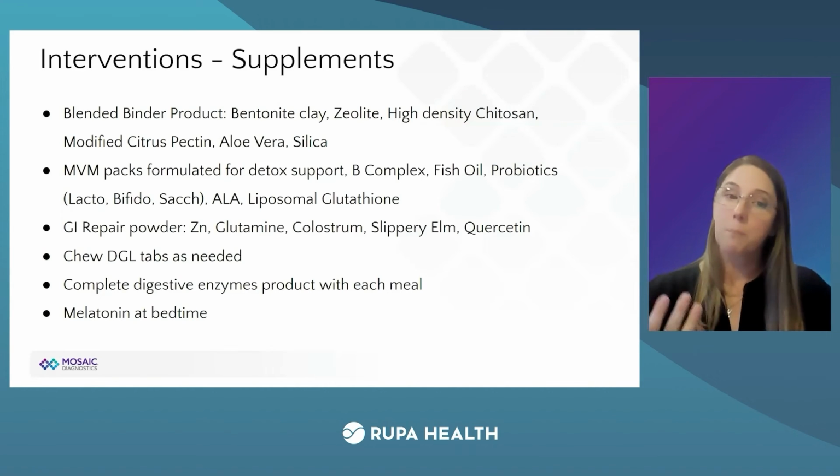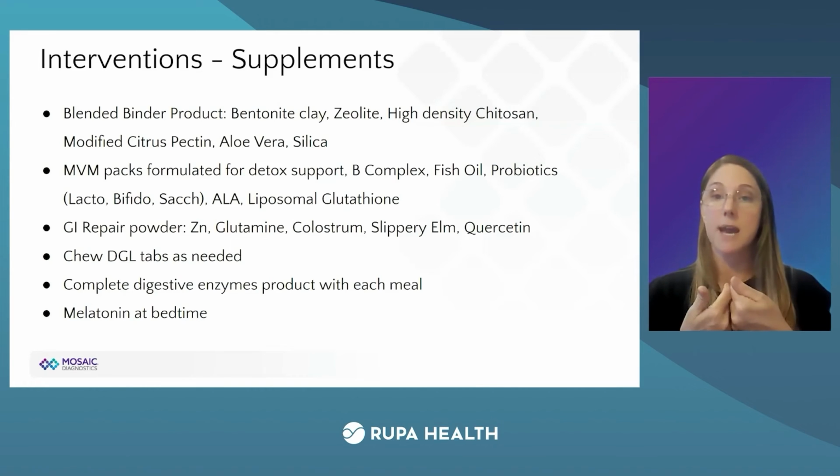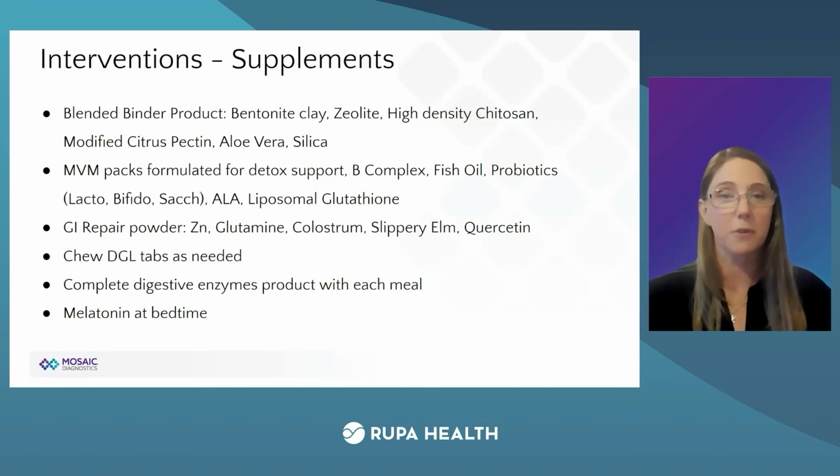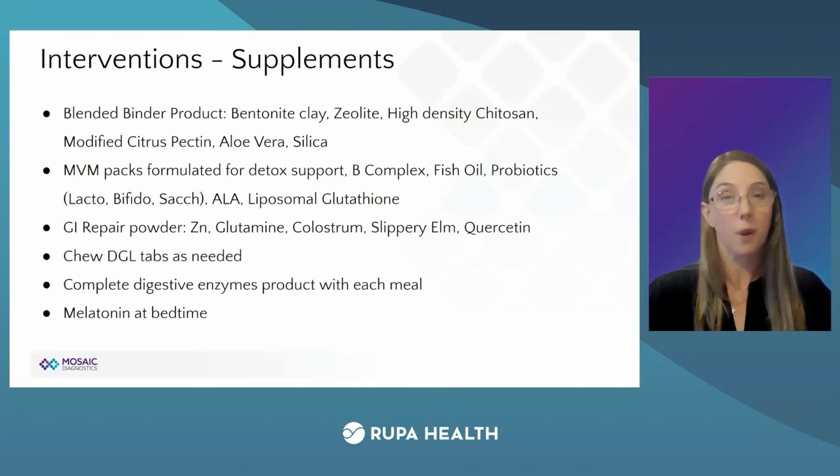A GI repair powder. I prefer powders over pills because I want direct contact with the mucosal surfaces of the substances that are supposed to be helping heal that mucosal surface. The one that I use has zinc, glutamine, colostrum, cyprium, and quercetin in it. Quercetin is a phenomenal mast cell stabilizer.